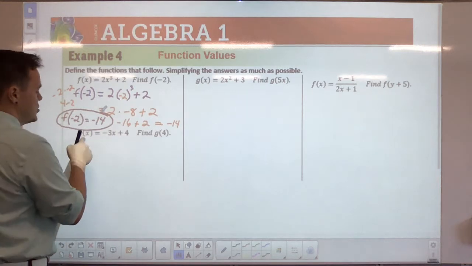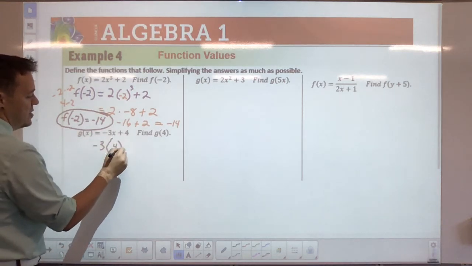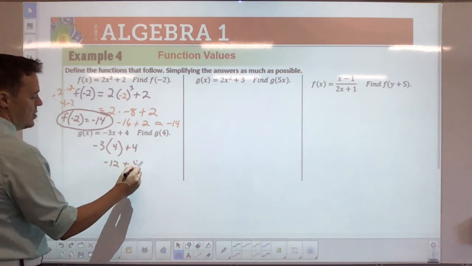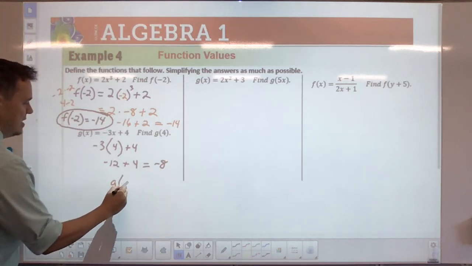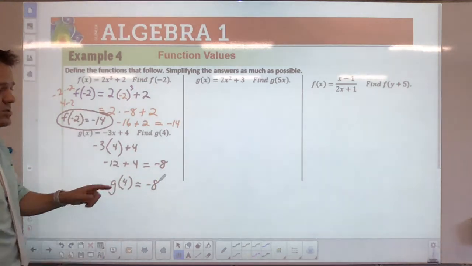All right, same right here, right? So this is 4, so 4 goes in here, so this is negative 3, and then you put a 4 in there, plus 4, all right, that'd be negative 12 plus 4, which equals negative 8. So g of 4 equals negative 8. That's the answer, and that's how you write it.